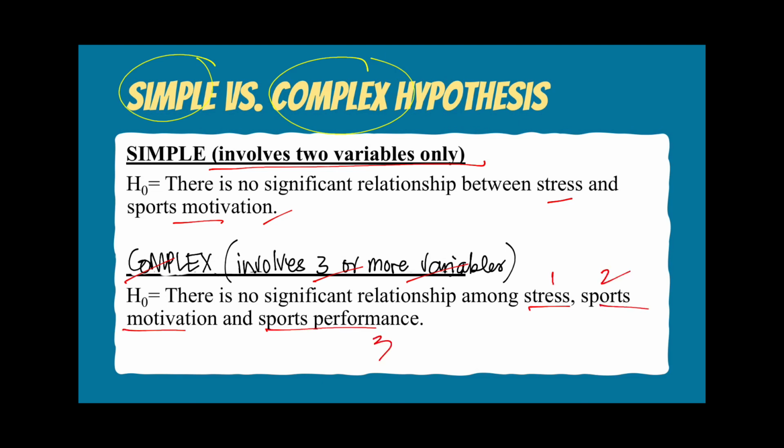So 1, 2, 3. This one only 1, 2. Remember, you cannot make a hypothesis with just one variable because hypotheses are usually rearticulations of the relationships being tested, and there's no relationship when there's only one variable involved. So you have to have at least 2 variables.